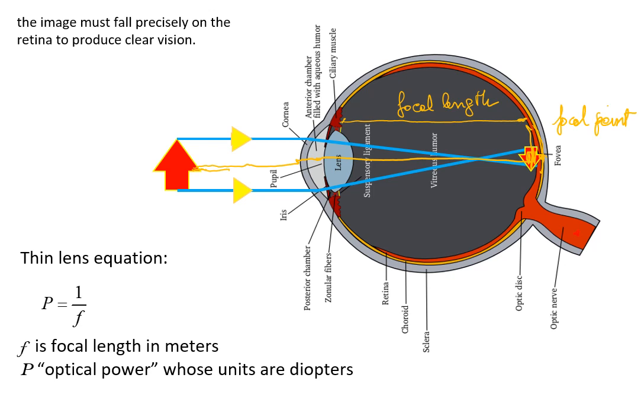If the image is formed between the lens and the focal point, then we have myopia. Otherwise, if it is formed beyond the focal point, then we have hyperopia. The thin lens equation gives the optical power of the visual system, whose units are diopters, and is measured as 1 over f, where f is the focal length in meters.